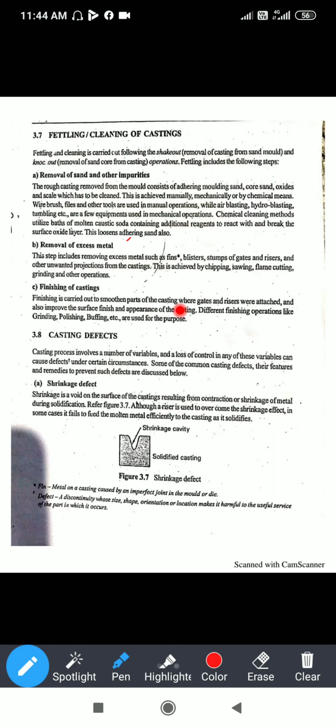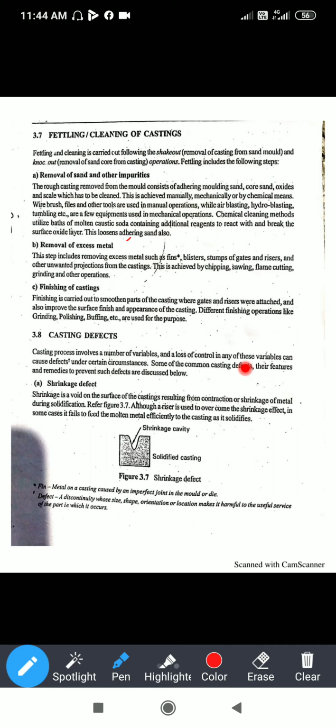Next is the removal of the excess metal. So just now I have told what the excess metal is. These steps include removing the excess metal such as the fins, which are the rough portion that occurs on the mold, and the stumps of the gates and the risers which are attached, which are the unwanted projections of the casting, that have to be cut out. This is achieved by chipping, sawing, flame cutting, grinding and other operations.